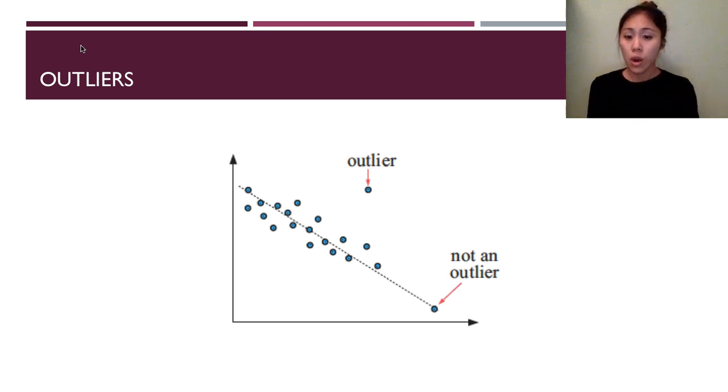Outliers, they are the data points that do not really fall along the general trend.